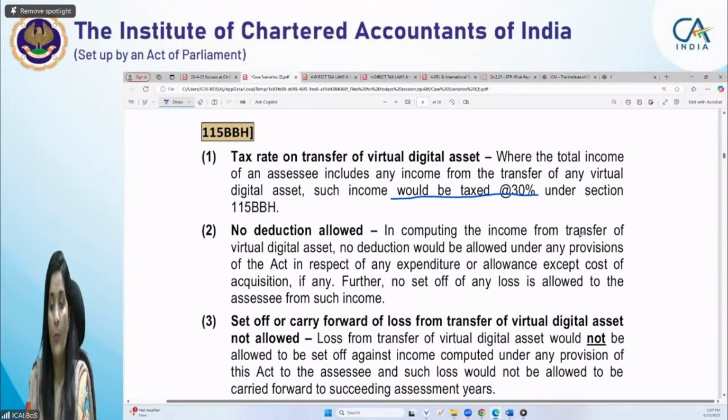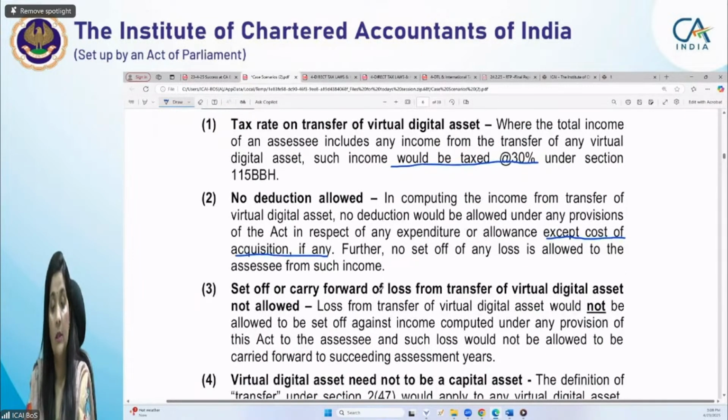So in computing income from transfer of virtual digital asset, no deduction would be allowed under any provisions of the act in respect of expenditure other than cost of acquisition. Further, no set off of any loss is allowed to the assessee from such income. You cannot set off any other income against the income arising from transfer of virtual digital asset. ठीक है. Further, you can also not set off the loss arising from the virtual digital asset against the other incomes. Please be very specific. तो इसमें this is an MCQ based question.